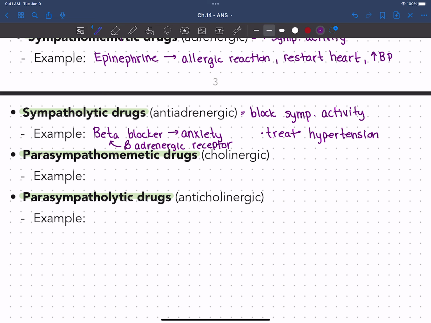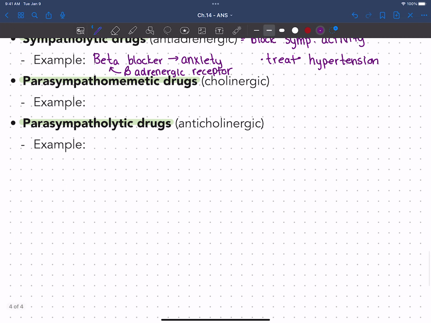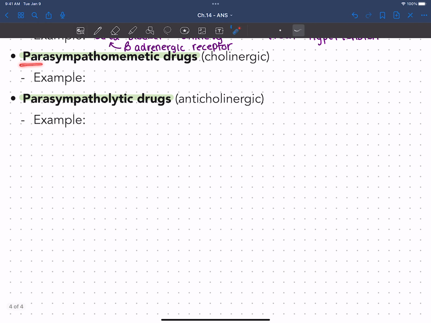And so we have similar types of drugs, but affecting the parasympathetic nervous system. The first category is parasympathomimetic. They're going to be mimicking or increasing the activity of the parasympathetic nervous system. These are also referred to as cholinergic drugs because we remember the parasympathetic nervous system has a cholinergic synapse onto the end organ. So we're going to be mimicking that synapse, so this would increase the parasympathetic activity.